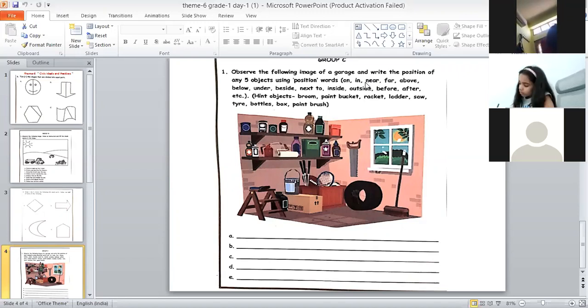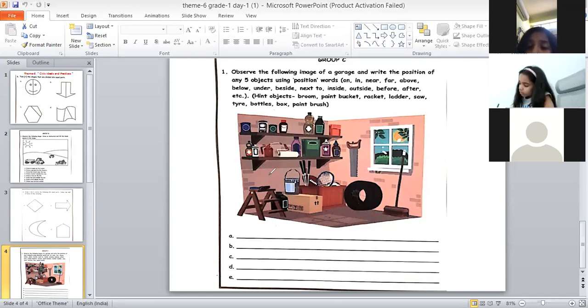Now they have given you the hint also. You can use the objects: broom, paint bucket, racket, ladder, saw, tire, bottles, box, paintbrush. Fine. Okay. Let's say, I'll give you an example. What you have to do is frame a sentence here. You all know what position words are.